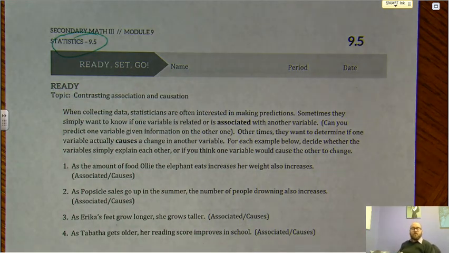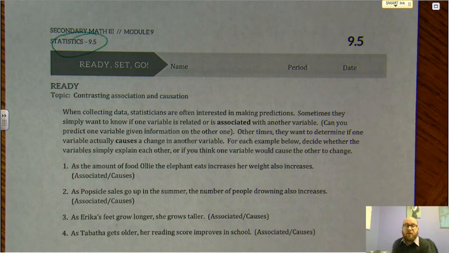When we start this section, we're looking at contrasting association and causation. What this section says is when collecting data, statisticians are often interested in making predictions. Sometimes they can simply want to know if one variable is related or associated with another variable. So can you predict one variable given information about the other one? Other times they want to determine if one variable actually causes a change in another variable.